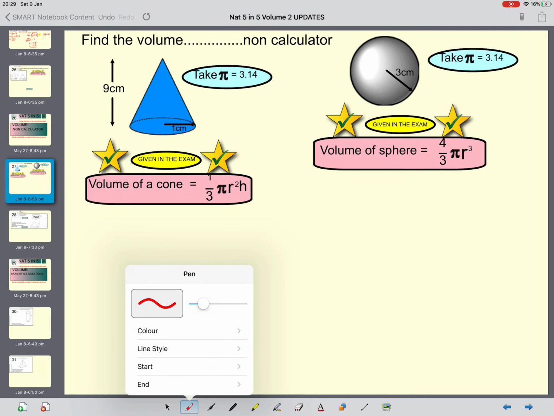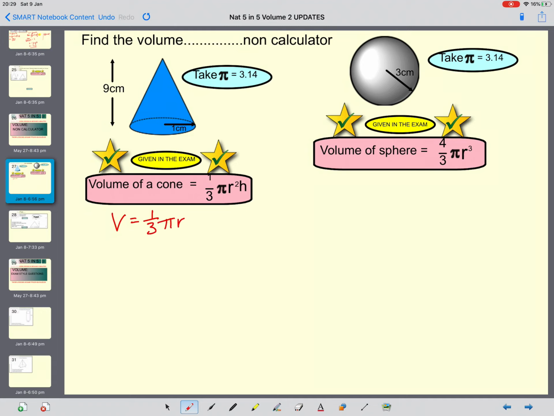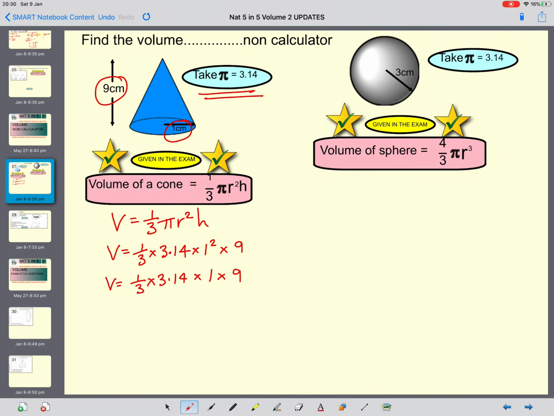So let me just change this to red. Okay, so the volume equals a third pi r squared h. So let's substitute in everything we know. It says here take pi as 3.14, so wherever pi appears, I'm going to replace it with 3.14. So I'm going to use a third multiplied by 3.14 multiplied by the radius. The radius in this case is 1, so 1 squared multiplied by the height, and the height is 9. Okay, so let's do one more line of working. 1 squared we know is just 1. Okay, so there we go.